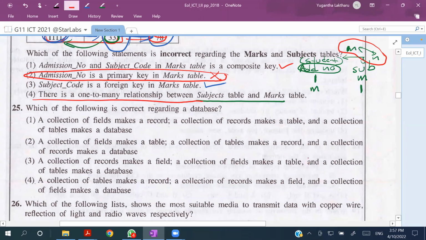So let's go for the second, third, and fourth. A collection of fields makes a table. No, it is wrong. A collection of records makes a field. Again, it's the other way around. A collection of tables makes a record. No, again. So the answer is the first one.